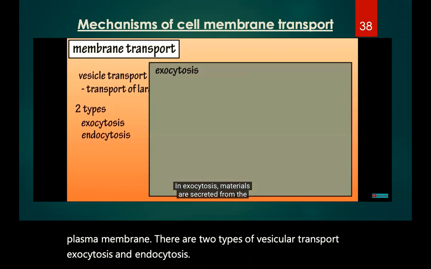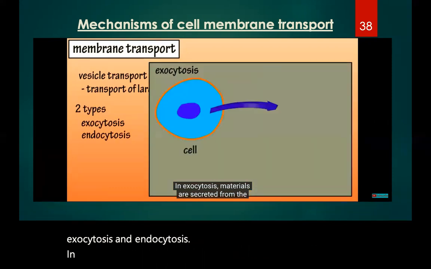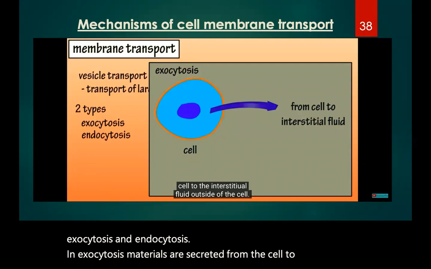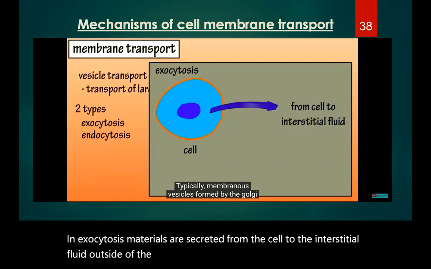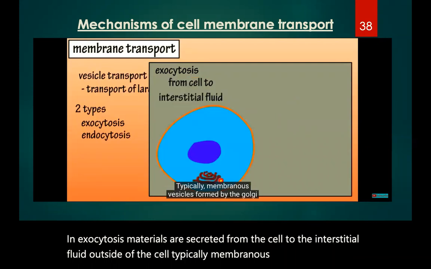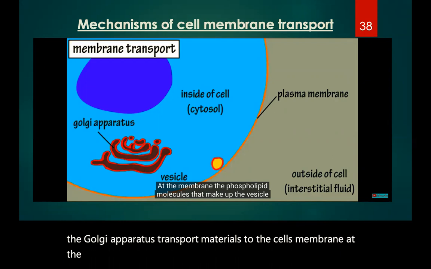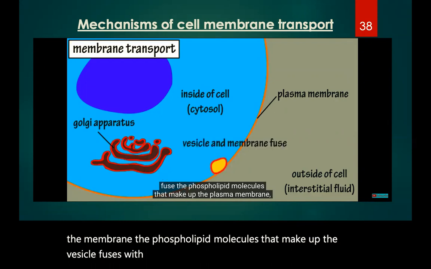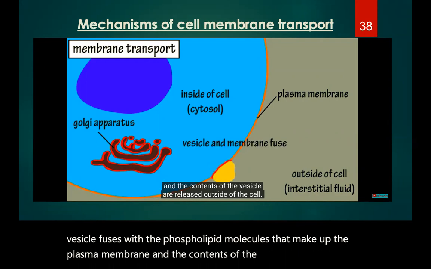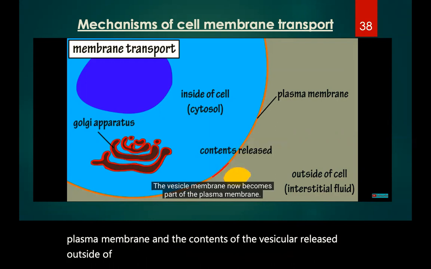In exocytosis, materials are secreted from the cell to the interstitial fluid outside of the cell. Typically, membranous vesicles formed by the Golgi apparatus transport materials to the cell's membrane. At the membrane, the phospholipid molecules that make up the vesicle fuse with the phospholipid molecules that make up the plasma membrane, and the contents of the vesicle are released outside of the cell. The vesicle membrane now becomes part of the plasma membrane.